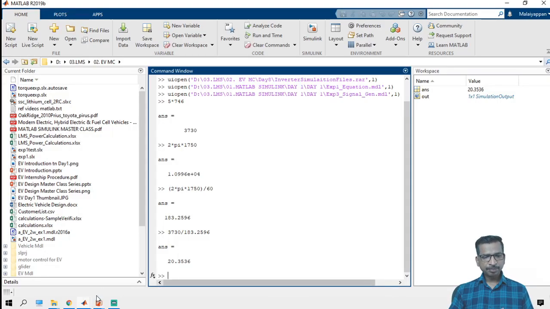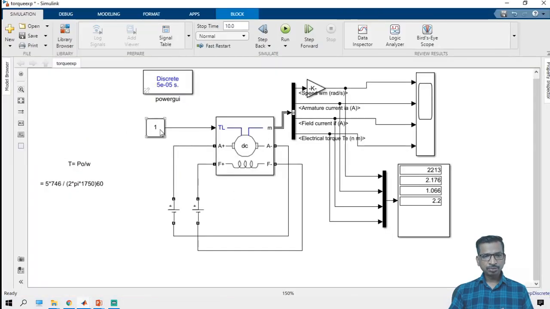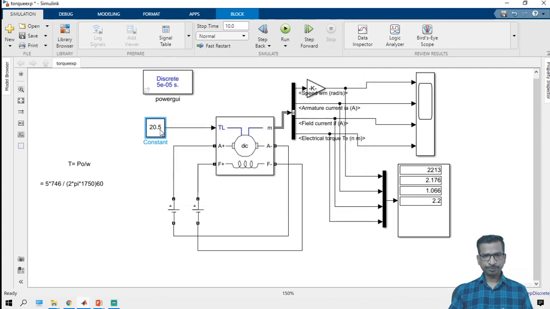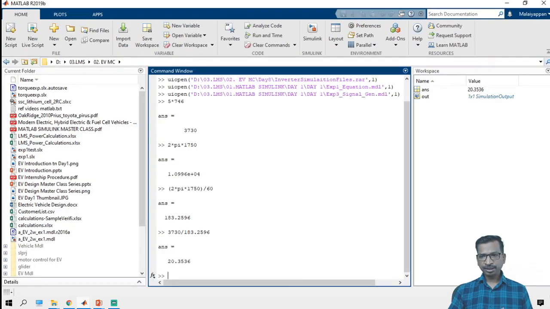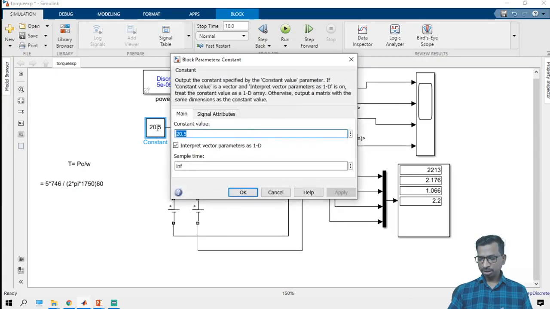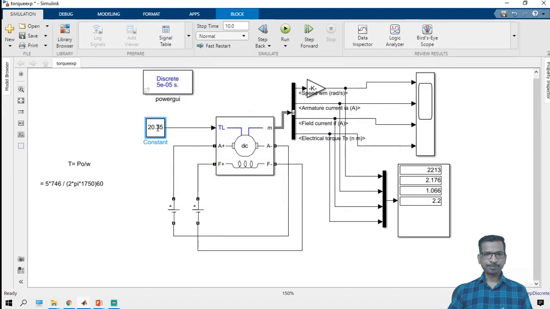So here let us apply this value to the motor. So 20.35 we have to apply. So let us take this as the full load torque, 20.35. If you apply that value, let us check what the speed is, and then what the total current, armature current, and field current are. Everything we can check in detail.